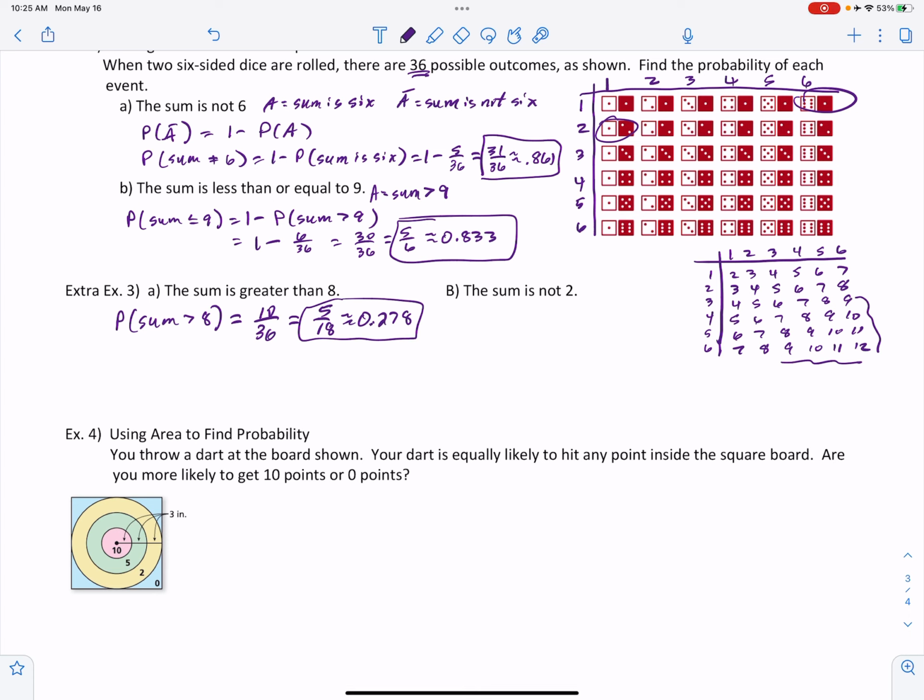The sum is not 2. Well, there's a lot other than not 2, so I'd rather use the complement and let A be the event, the sum is 2. And so A bar, the sum is not 2. So the probability of A bar is 1 minus the probability of A. And the sum is 2. There's only 1 out of the 36 where the sum is 2. So that's going to be 35/36. And so that comes out to about 0.972.